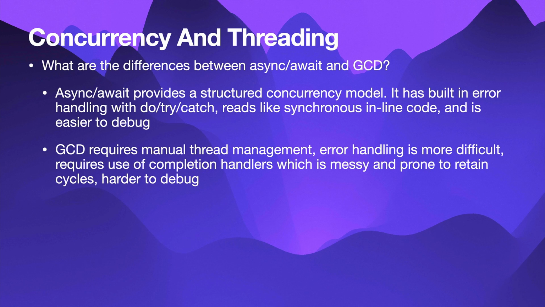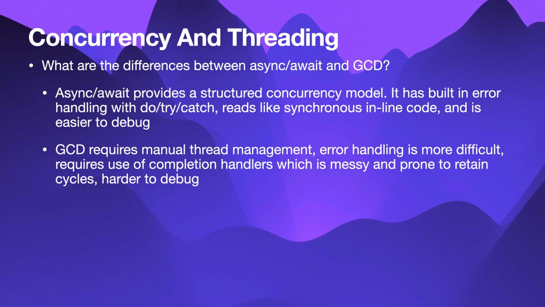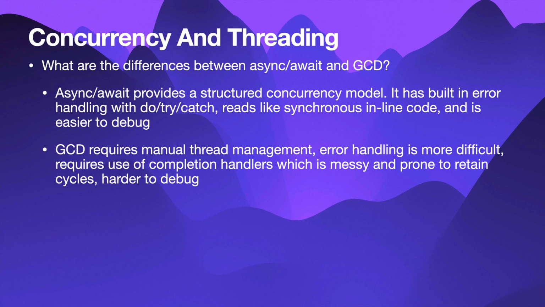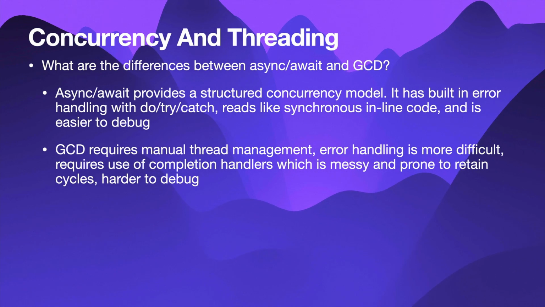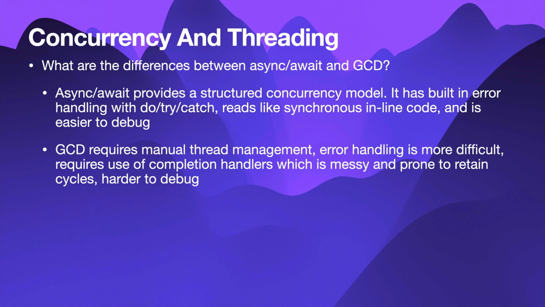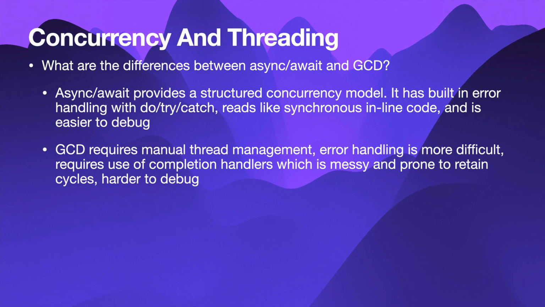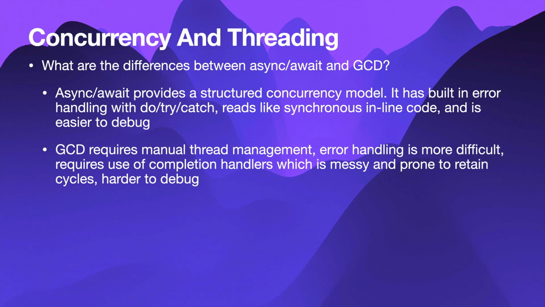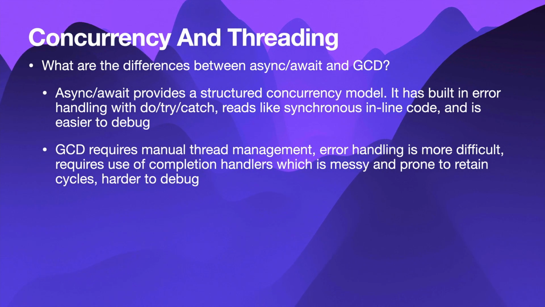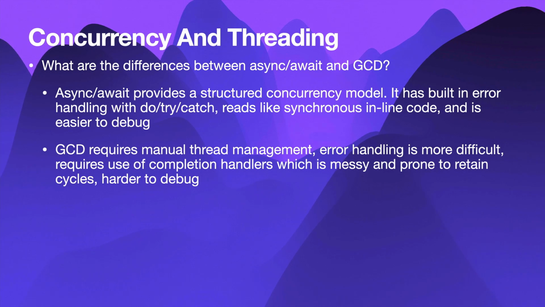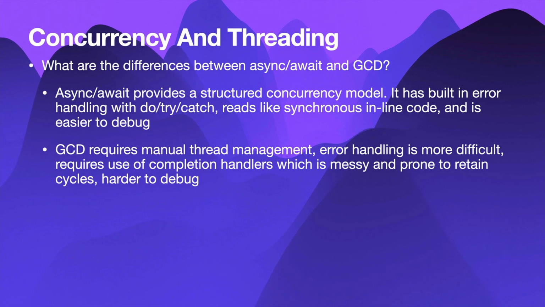GCD, on the other hand, requires manual thread management. Error handling is more difficult. It requires you to use completion handlers, which are really messy and prone to retain cycles, and it's overall harder to debug. So if you guys have ever used completion handlers, they're pretty nasty, and they are just significantly more error prone because of the reference cycles that we saw in our section where we talked about closures with retain cycles and memory management. You have to use nasty keywords like escaping.